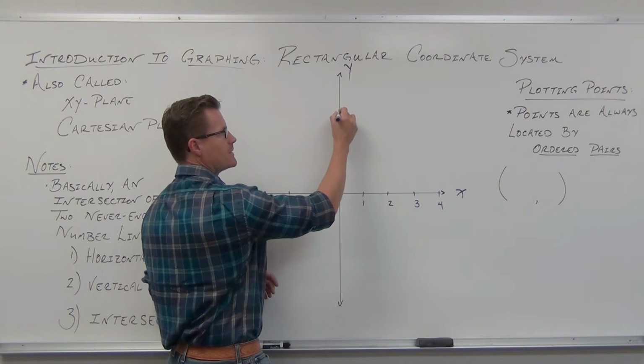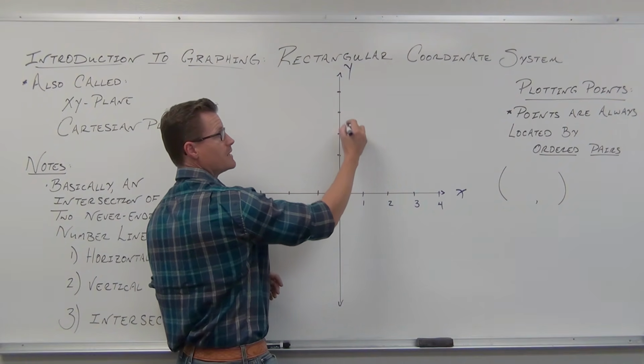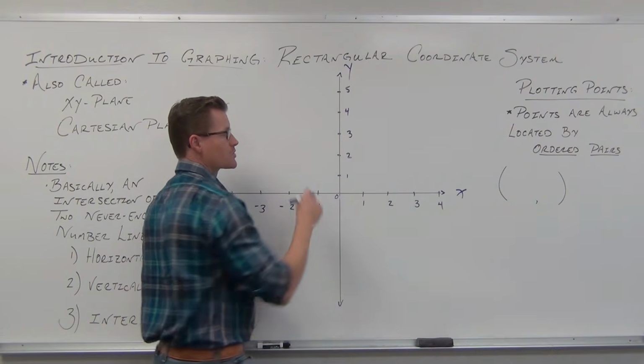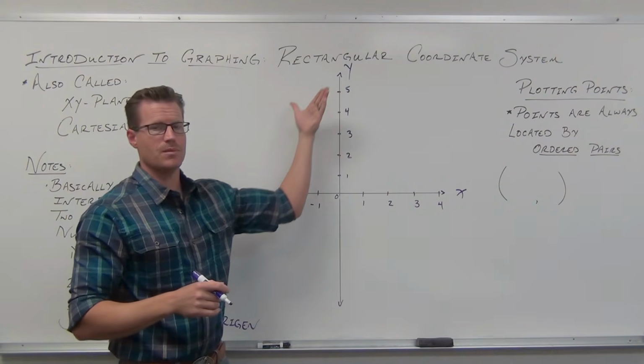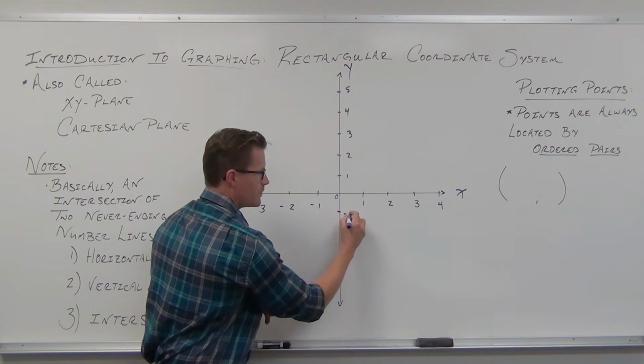So we're going to continue climbing and climbing and climbing, getting positive towards positive infinity. And it goes forever and ever and ever. So positive numbers climb upward along the y. Downward, we're going to get our negative numbers.